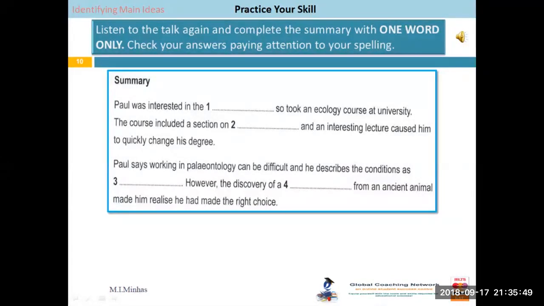But paleontology isn't all easy going. The very first field trip I went on was pretty awful. We went to an outback fossil site and we were digging in extreme conditions. I've learned since that that's pretty standard for work like this. But to make matters worse, after 5 days I'd found nothing.